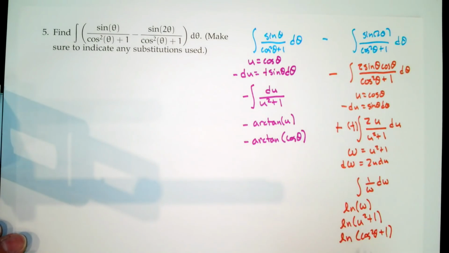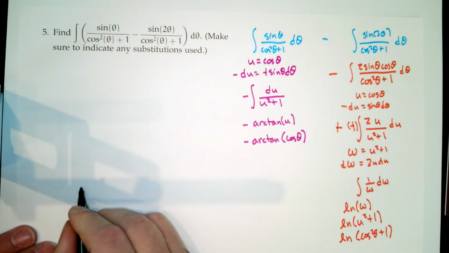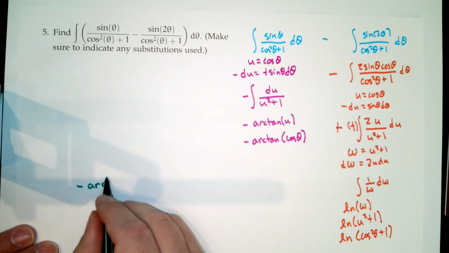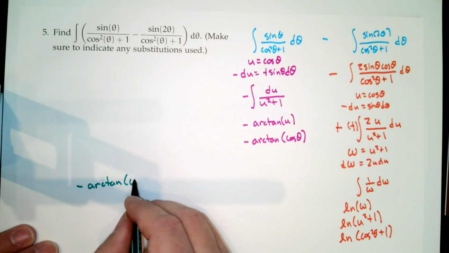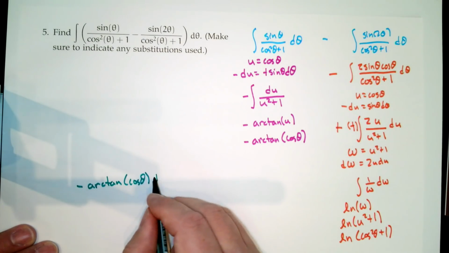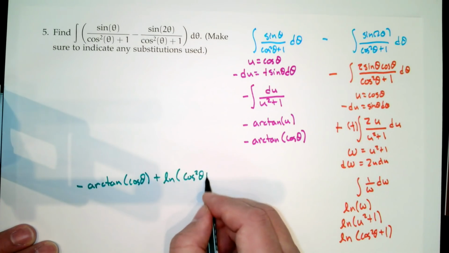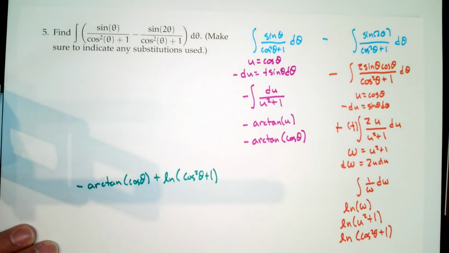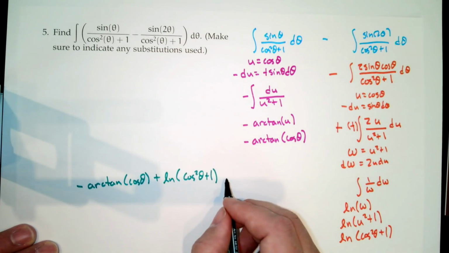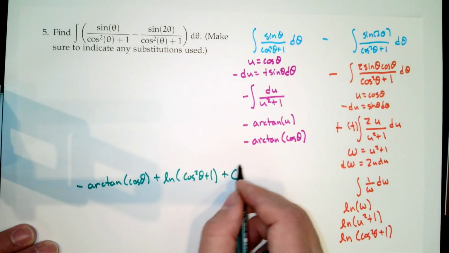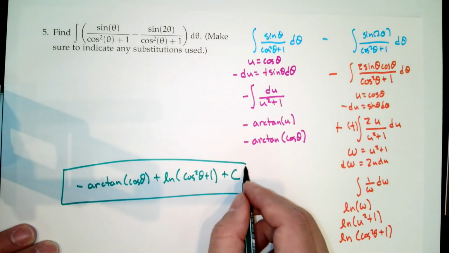We combine the two together. So our final answer is the following. I'll switch colors because it's our final answer. It's minus arctangent of cosine theta plus natural log of cosine squared theta plus 1. And because I want all the points, plus c. Indefinite integral, put a plus c.